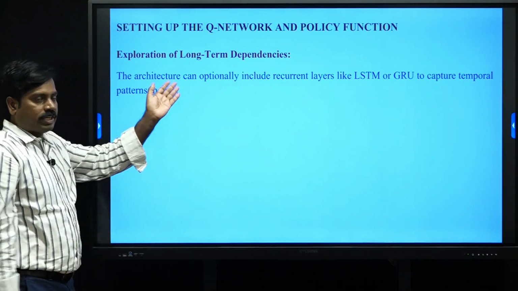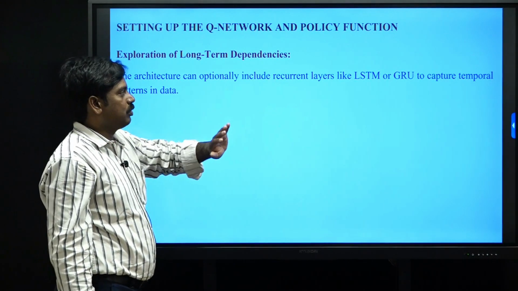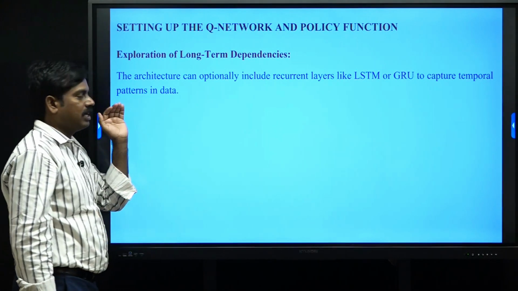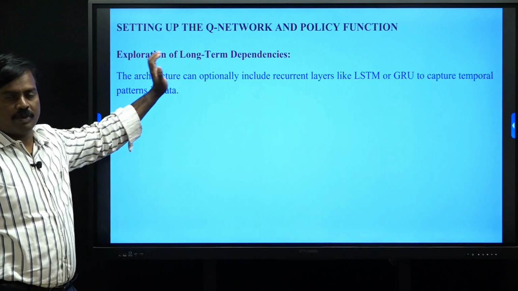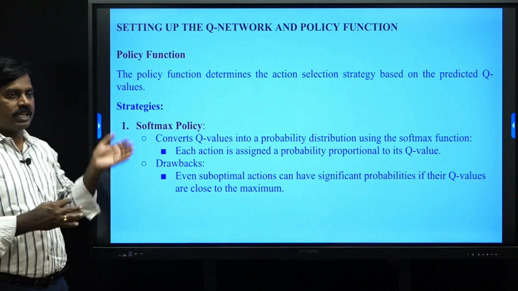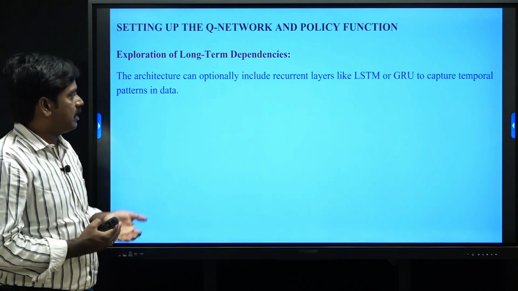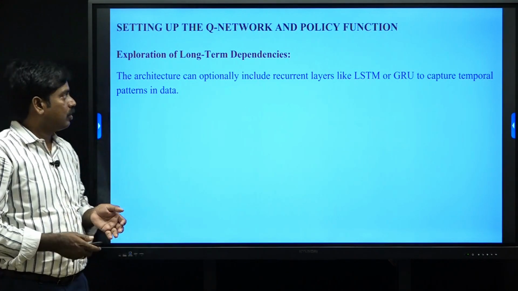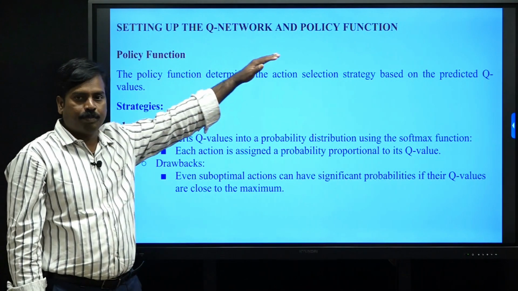The architecture can optionally include recurrent layers like an LSTM or GRU to capture temporal patterns in data. In this example we apply convolutional layers. That covers the DQN setup. Now the policy function, for setting up the Q network and the policy function.